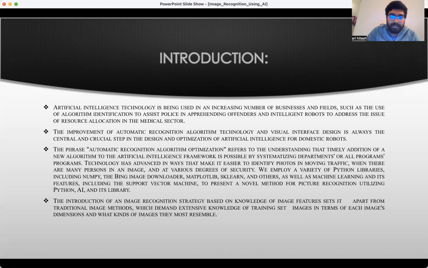The introduction of an image recognition strategy based on knowledge of image features sets it apart from traditional image methods, which demand extensive knowledge of the training set images in terms of each image's dimensions and what kind of image they most resemble.